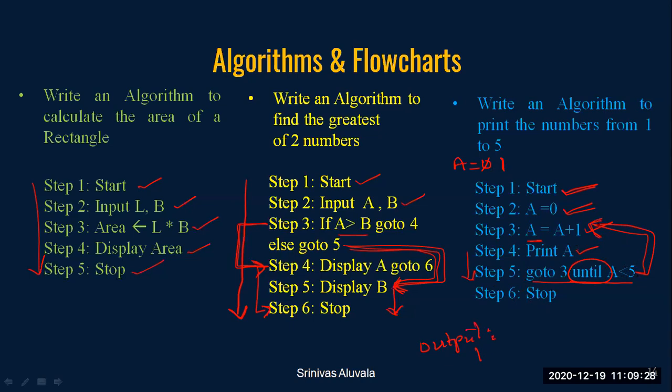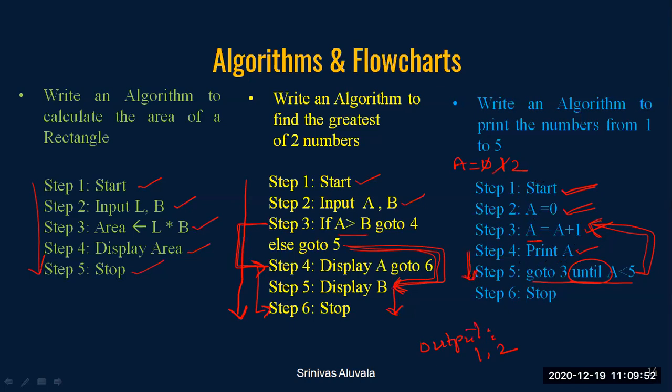What is step number 3? a equal to a plus 1. What is my a value previously? It is 1, so to 1, 1 is added. What has the a value become? 2. Now my a value has become 2 and I'm asking to print a. What is a now? a is 2. I'll get an output 2.